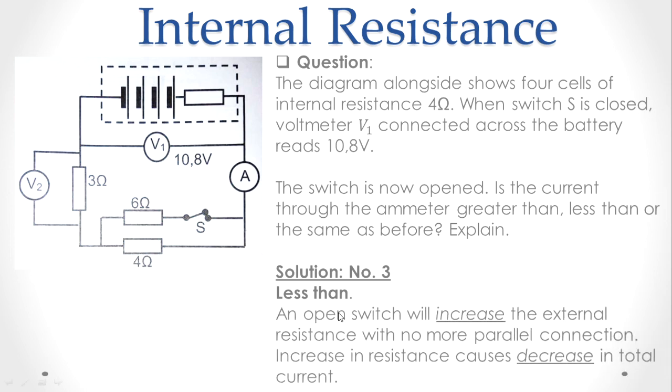Well, let's go into the explanation. When you open the switch here, it will increase the external resistance. Why? Because this was a parallel connection. When you add more resistance in parallel, you actually get a smaller resistance. But removing this resistor out of the circuit causes this to become a series connection, which will increase the total equivalent resistance, and increasing the equivalent resistance will cause a decrease in current. Remember, there's an inversely proportional relationship between current and resistance.